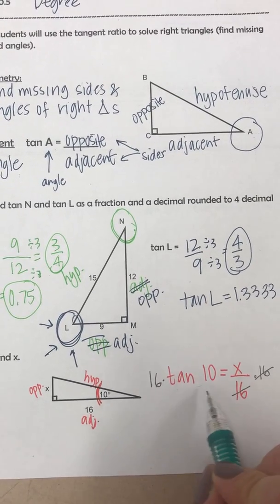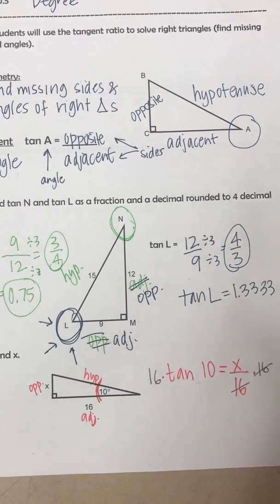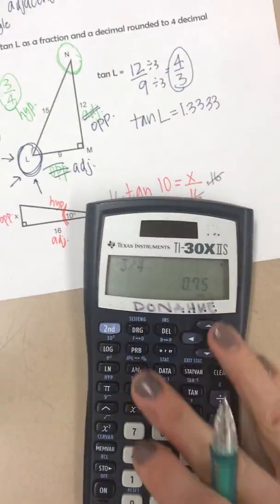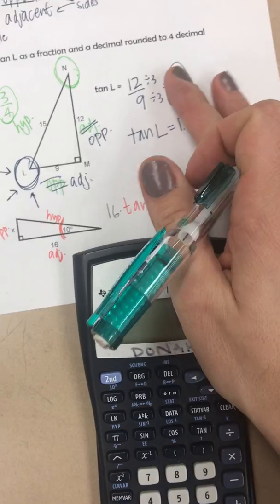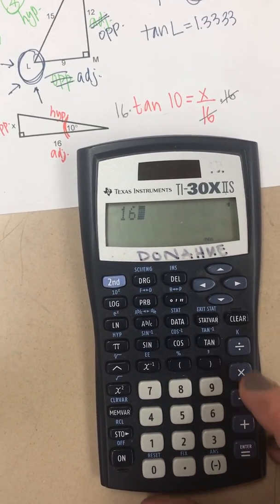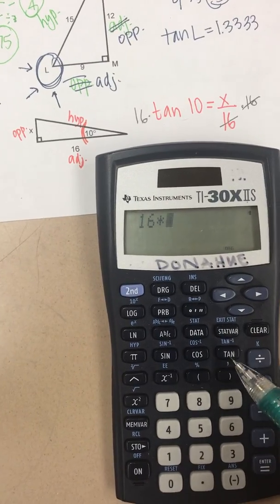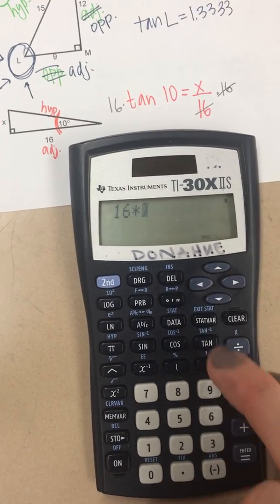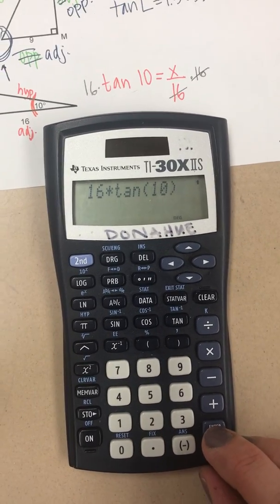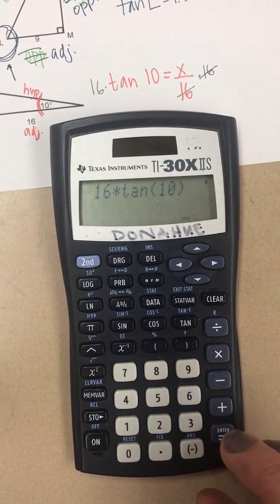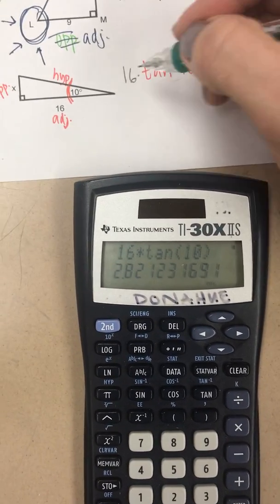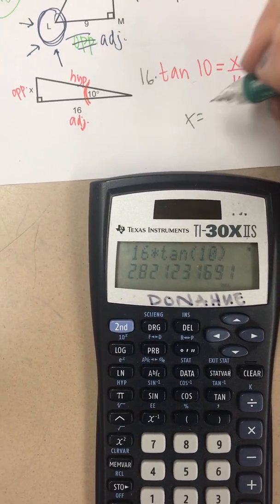So tangent of 10 is actually a number. It's not a number you're going to know off the top of your head. You're going to need a calculator for it. So when I type this in, I'm just going to type in exactly what's there. So I'm going to write 16 times, and then tangent is here, tangent of 10. And I can close that parenthesis if I want, I don't need to. So I got 2.8 for my x value.